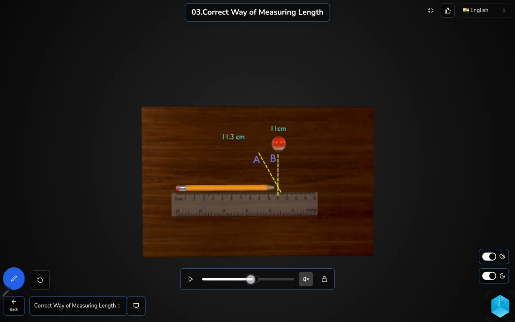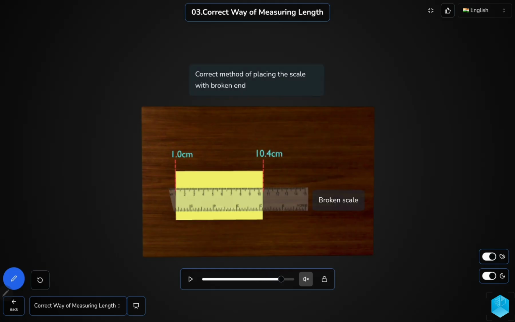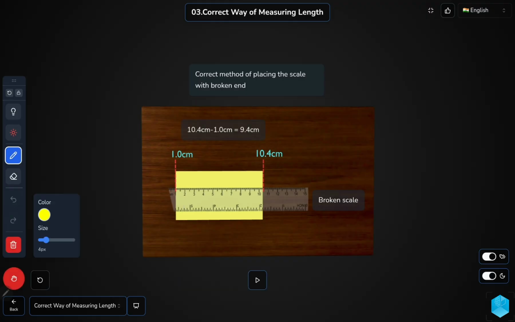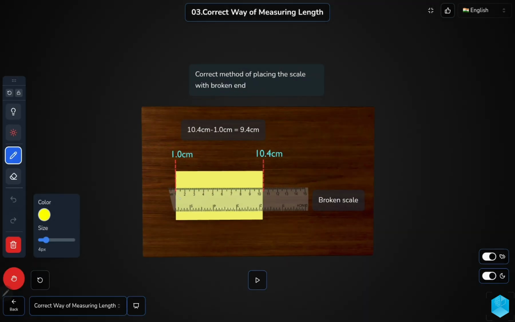Next is how to measure if your scale is broken. Here in this model you can see the scale is broken on this end. If you want to measure using a broken scale, you have to leave this broken end and start measuring from the other end, a little ahead. You have to keep your scale on the corner. For example, if 0 is not visible on your scale because it is broken at that end, then you can start measuring from 1.